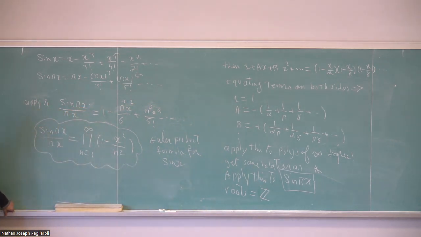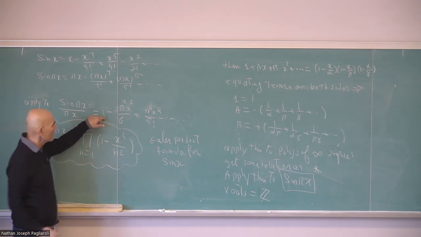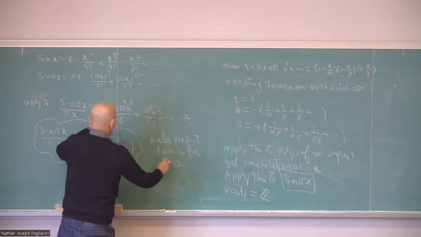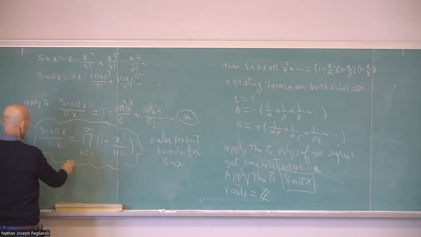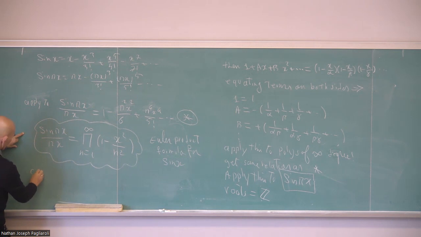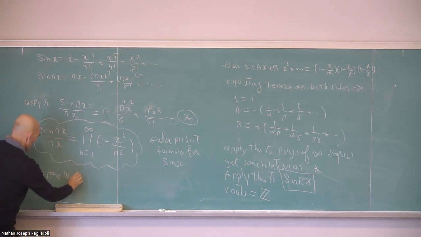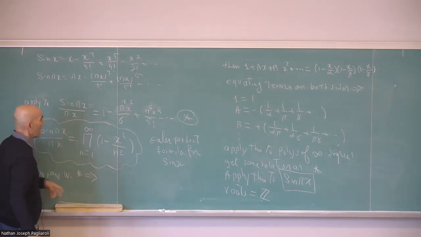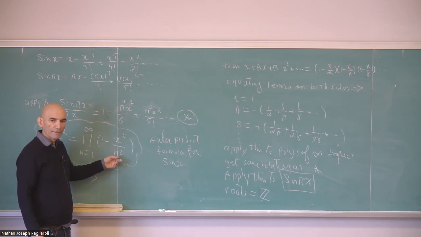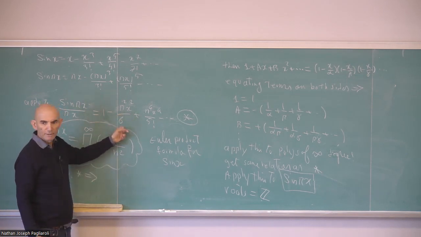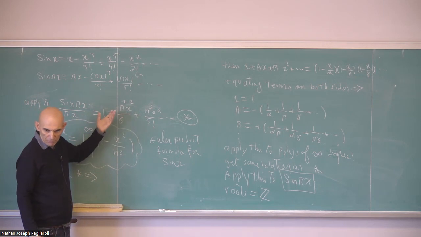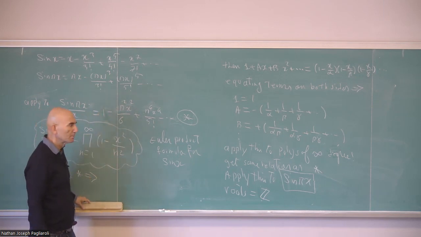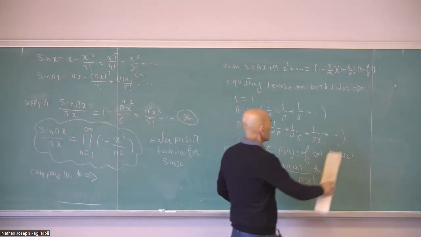Okay. Now, if you compare this with the star, then you get that the sum of 1 over n squared is equal to pi^2 over 6. It follows, right? It's like magic.